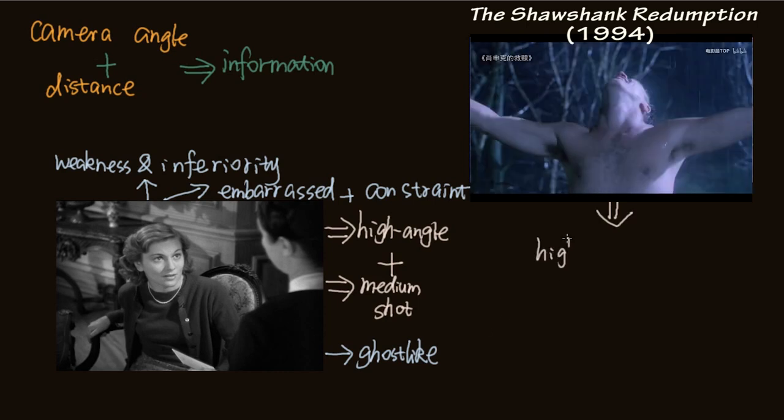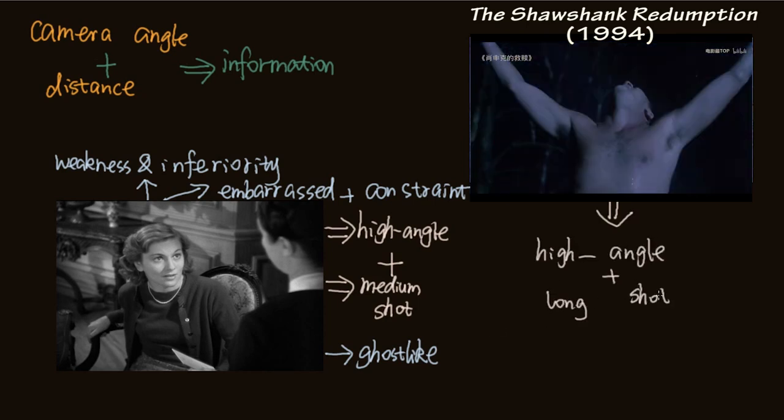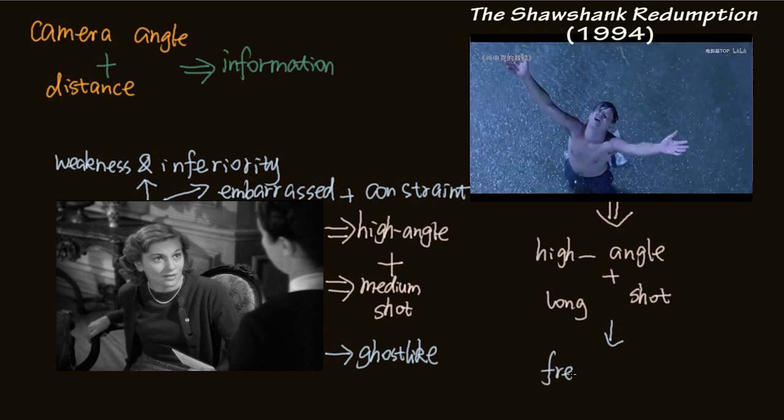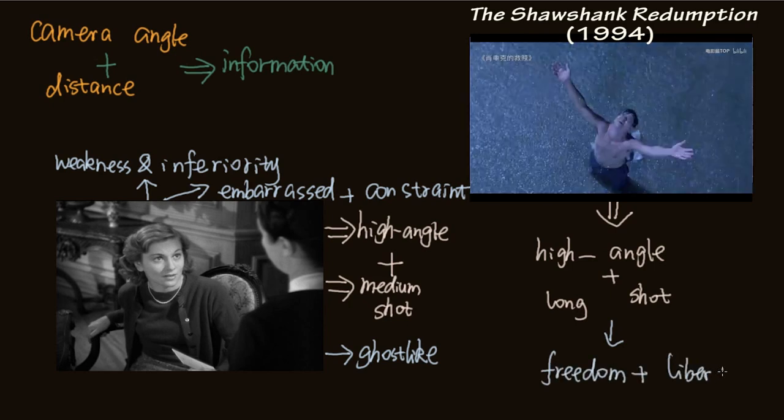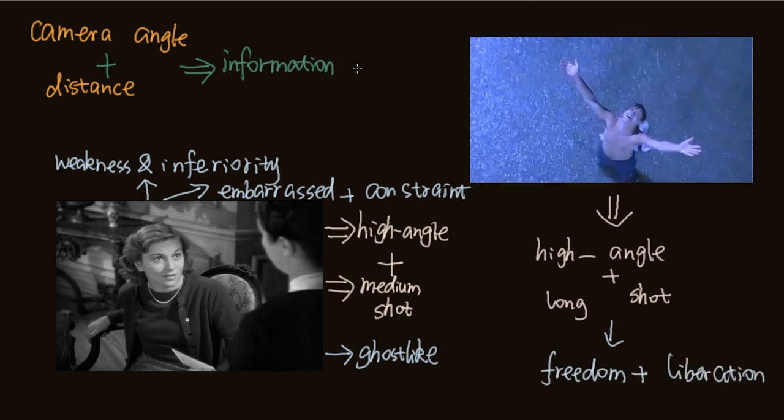What is worth mentioning is that, for instance, here, the high angle and long shot just illustrate a sense of freedom and liberation. The function of camera position can be generalized as indicating the power of characters. You need to analyze it in accordance with the context it happens.